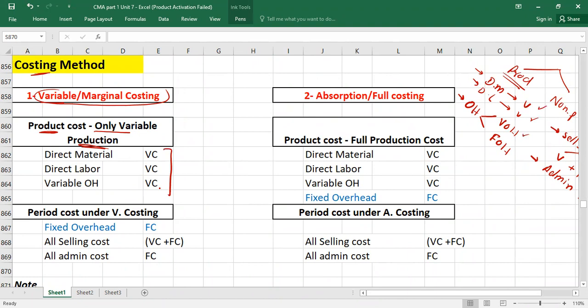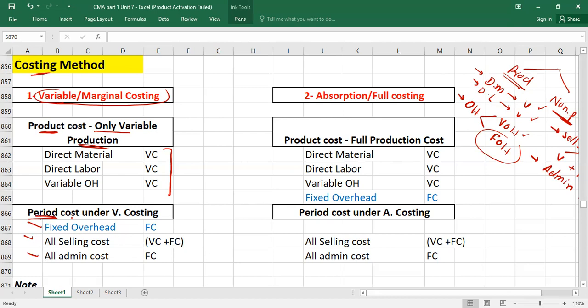And what is remaining now? Tell me what is remaining. Fixed overhead is remaining from the production, and all non-production costs are remaining, right? So fixed overhead, all selling costs, whether variable or fixed, and all administration costs will be treated as period cost. These costs will be recorded as an expense in the income statement. Understood?